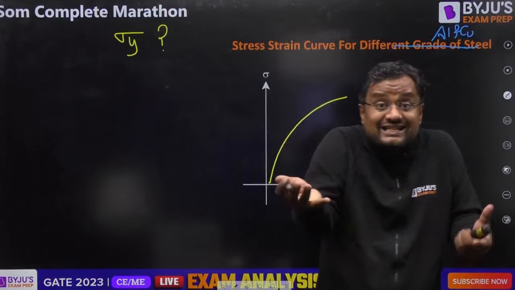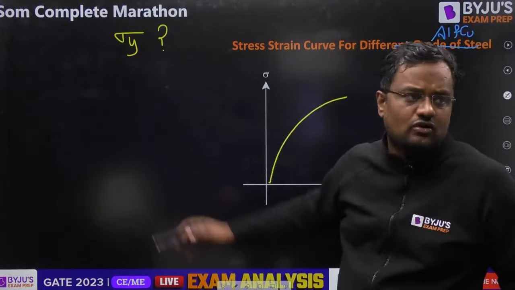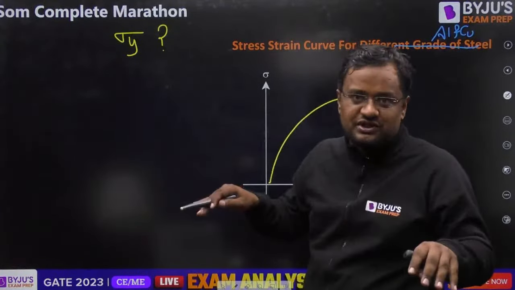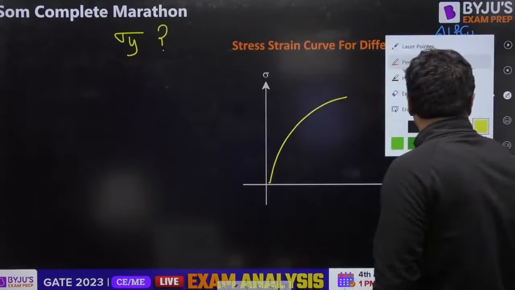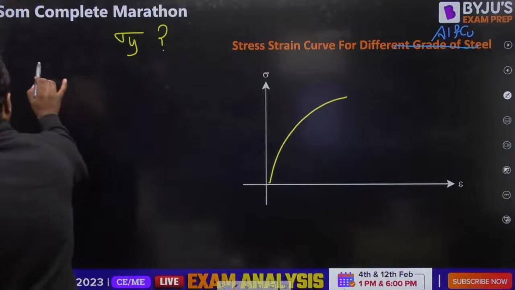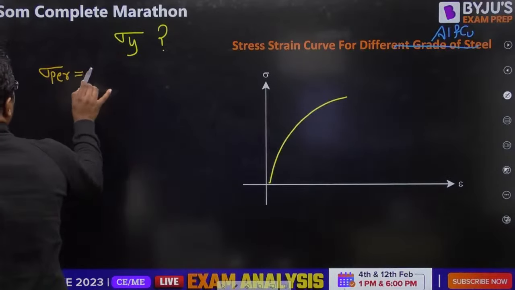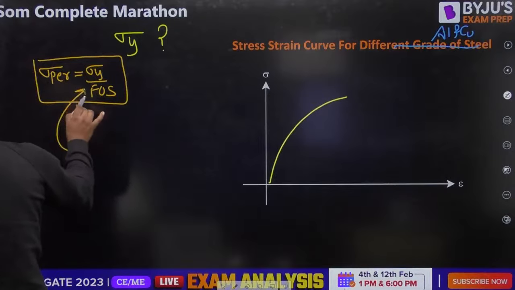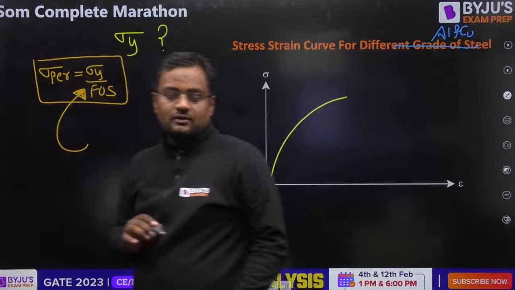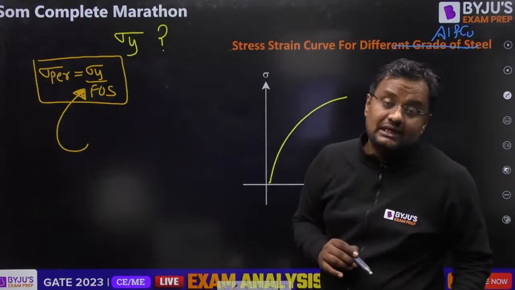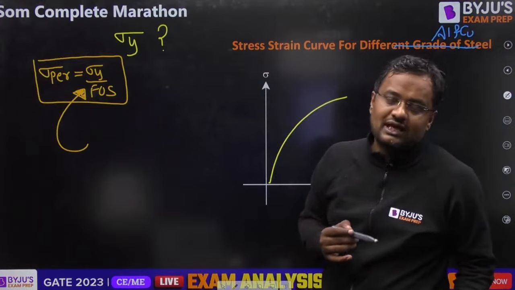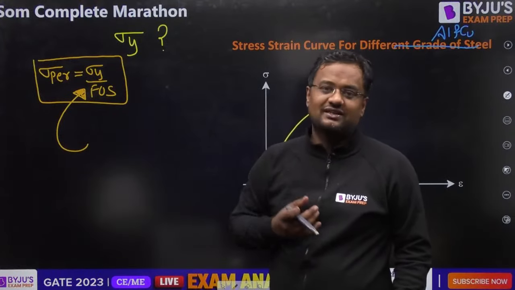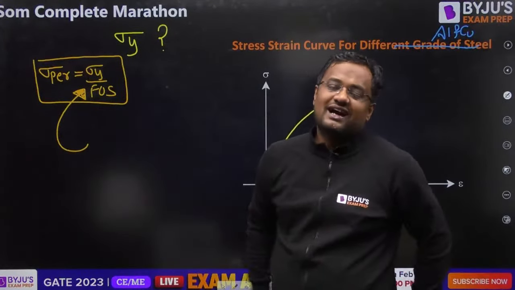Next question. What is the necessity for finding the yield stress? Why do you want to find sigma y, which somebody calls Fy? The necessity is that the permissible stress on any material is sigma y divided by the factor of safety. You can decide the factor of safety on the basis of the importance of that structure. If you are making a temporary structure, the factor of safety may be less. If it is a structure for the Commonwealth Games, World Cup or Rashtrapati Bhavan, the factor of safety will be more.